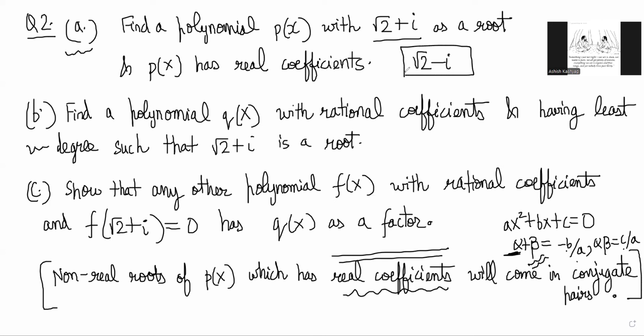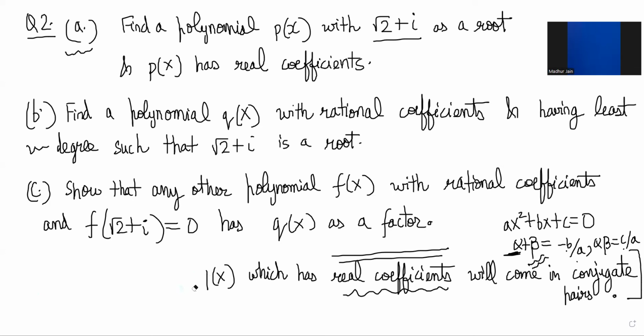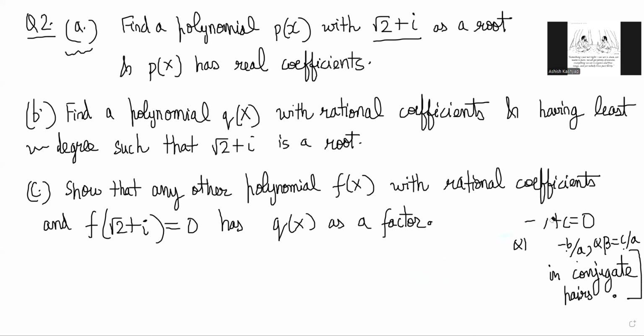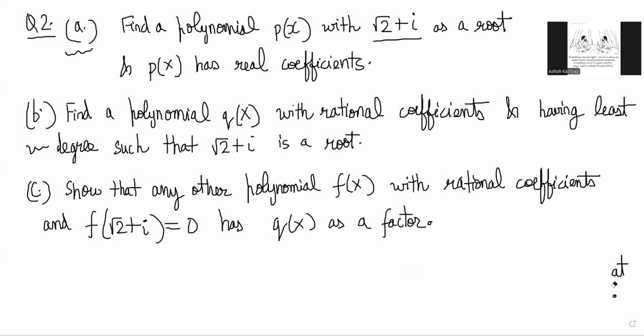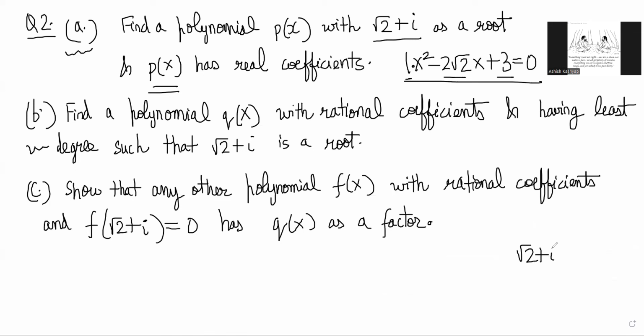This is a pretty basic theory. So tell me, what is the polynomial for part A? X square minus 2 root 2 x plus 3. So that is the smallest polynomial, the degree 2 polynomial, which has root 2 plus I as a root, right? The main thing is that P of x has to have real coefficients. Here we can see the coefficients are all real numbers. The way to get it is by realizing that root 2 plus I and root 2 minus I must be roots. Is it clear to everyone how this is coming?